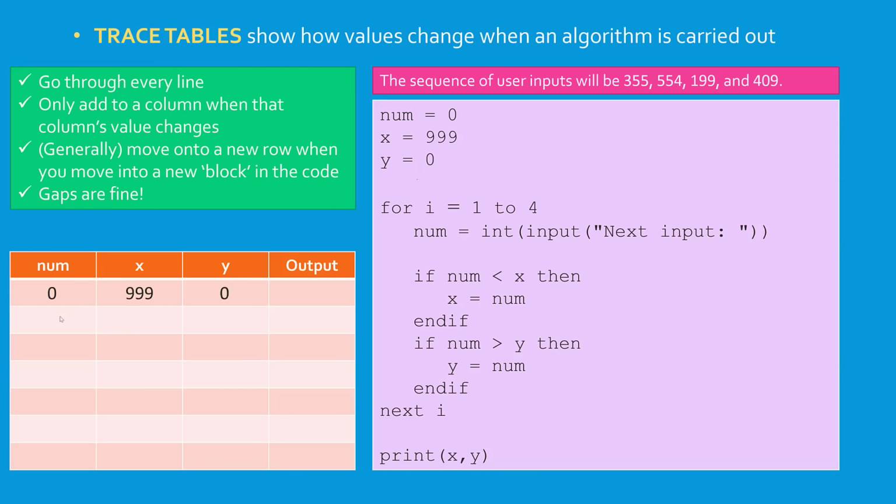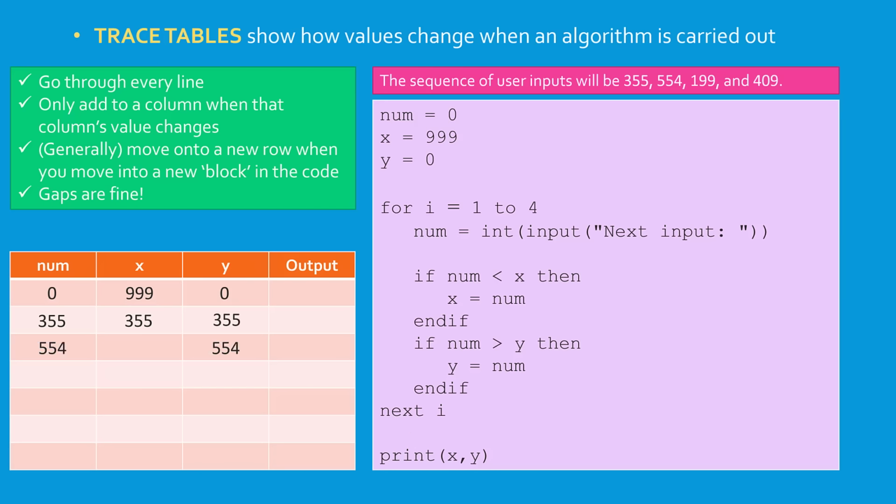So personally, I would stick them in the same row. Whereas when you go in the for loop, I would certainly move on to a new row. I mean, you have to here, but I would anyway, because it's a new block of code. So here we're updating X and Y because of the if statements.